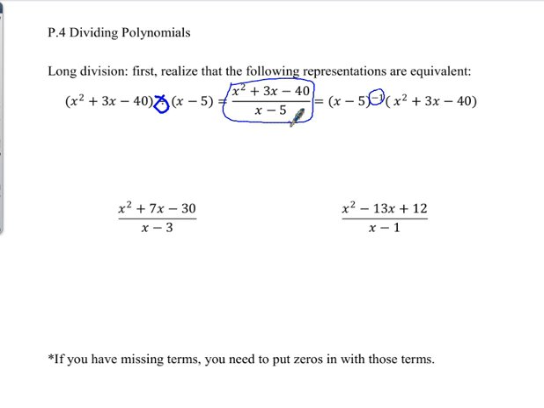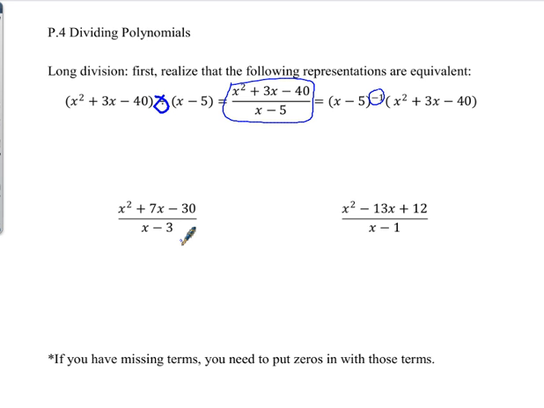So this one would be x squared plus 7x minus 30, what? X minus 3. What's the operation going on there? Yeah, it's division. So we're going to deal with long division or synthetic division in this section.